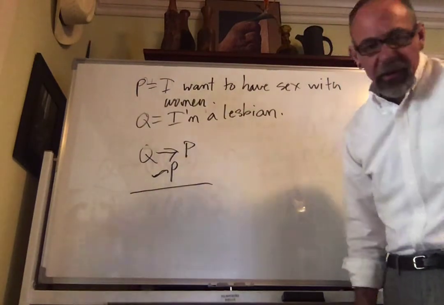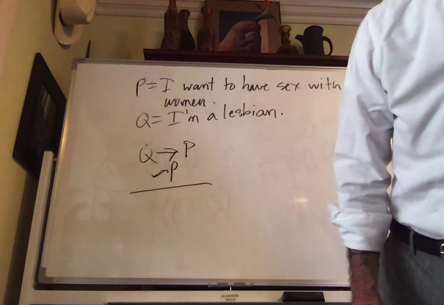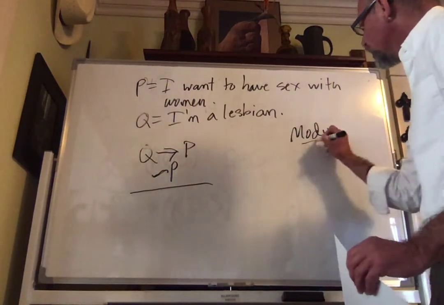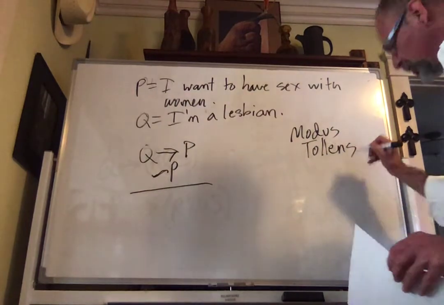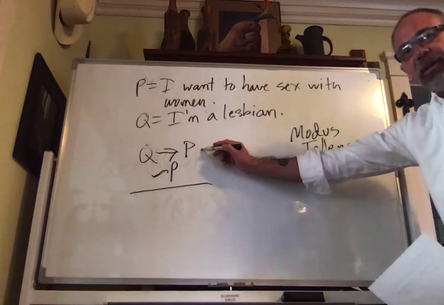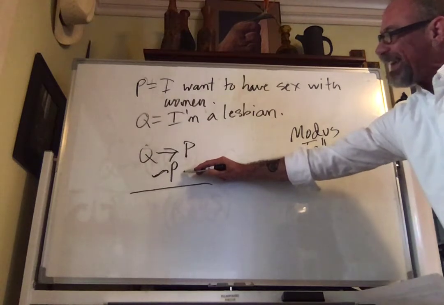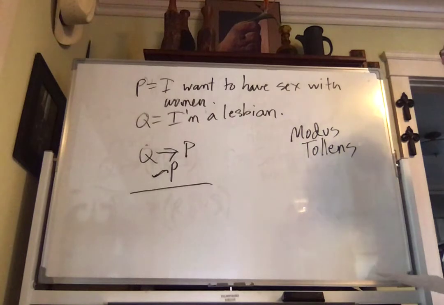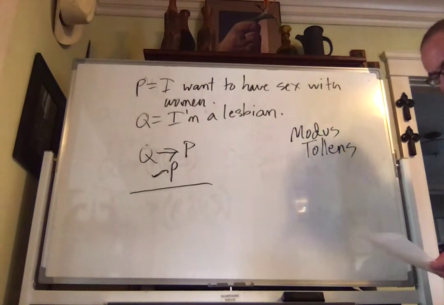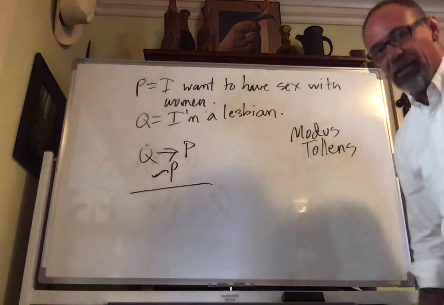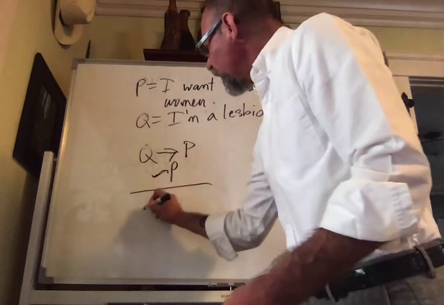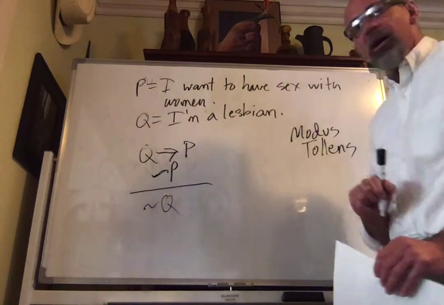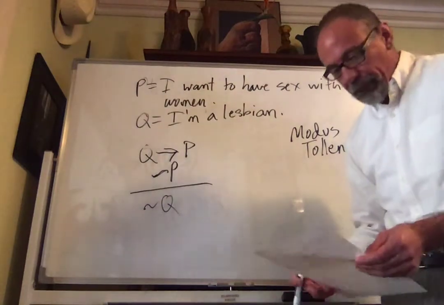And if you look at the common argument forms, you'll see that this corresponds to the modus tollens pattern, which is as follows. One premise is a conditional. The other premise is the negation of the consequent of the conditional. And then in modus tollens, the conclusion is always the negation of the antecedent of the conditional premise. So that's the negation of Q. In other words, the conclusion that she's leaving for the reader to draw is that she's not a lesbian.